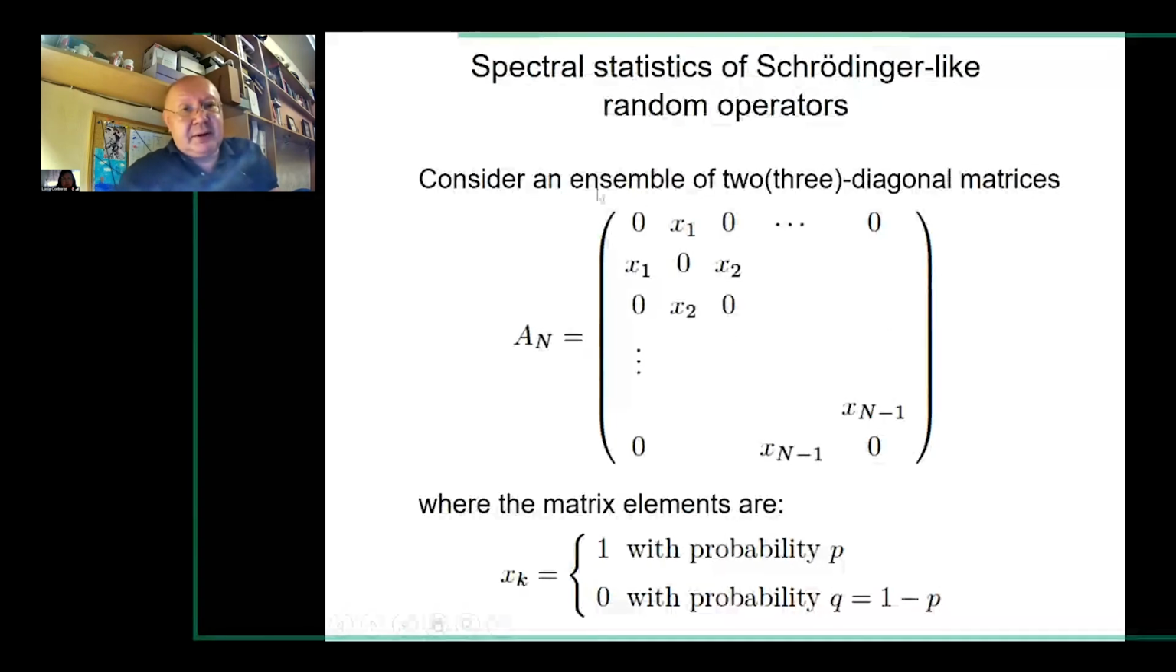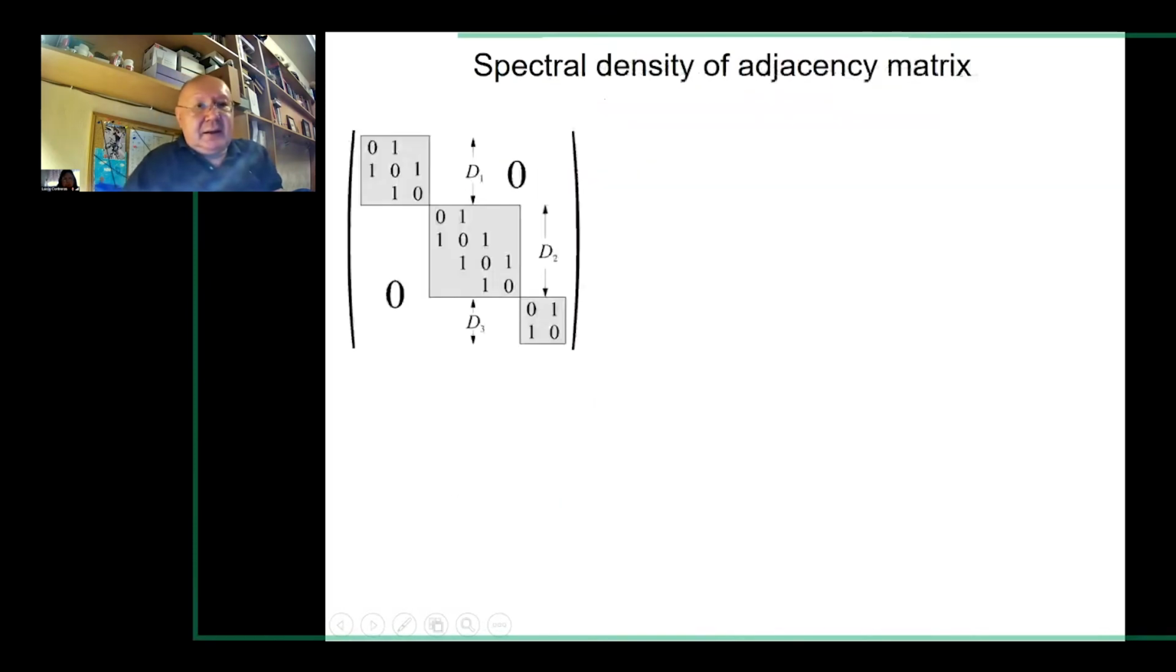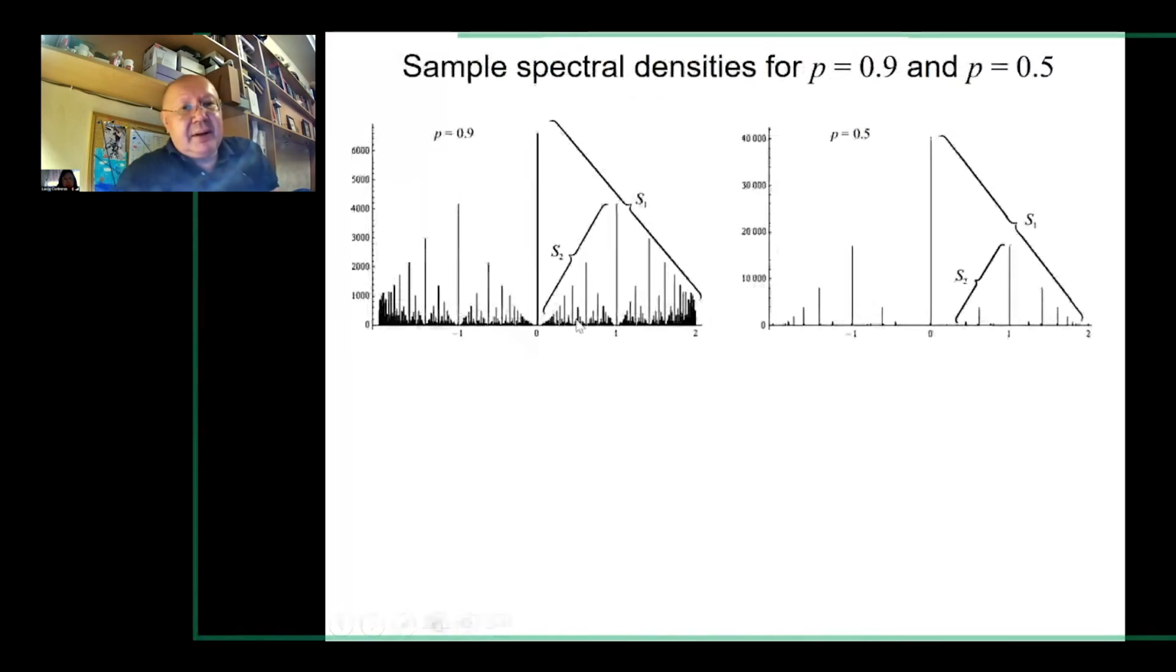And the model is the following: you take a square matrix, and you take entries x that are 1 or 0. X are random variables which can take the value 1 with probability p, or otherwise 0. And here is the example, just a snapshot of two typical spectral densities at different p's, at 0.5 and 0.9.